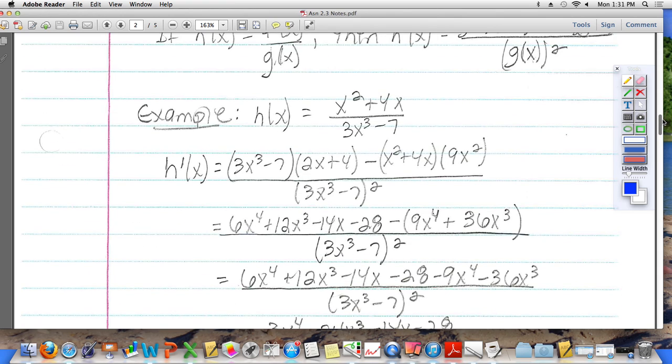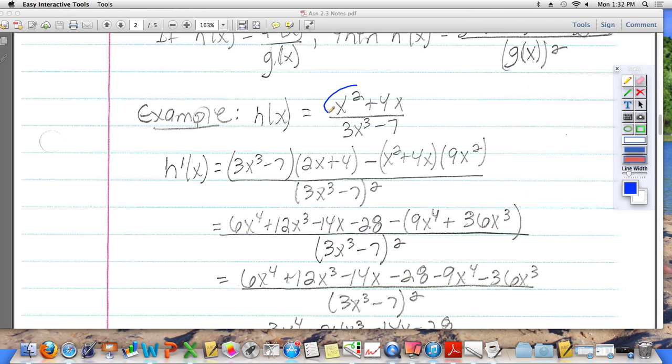I don't get how you did the very first part, like the whole f of x, then the derivative. I don't get where you got the 2x plus 4. Where I got the 2x plus 4. This right here is the numerator, and in the definition we call that f of x. And according to the definition, you take the denominator, which is 3x cubed minus 7, and you multiply that by the derivative of the numerator. The derivative of the numerator, the derivative of x squared plus 4x, is 2x plus 4.